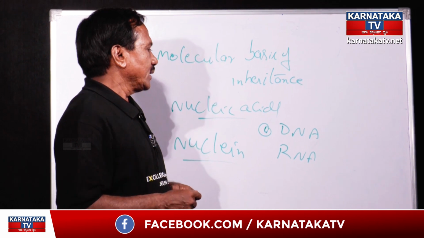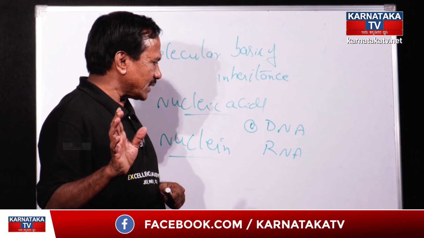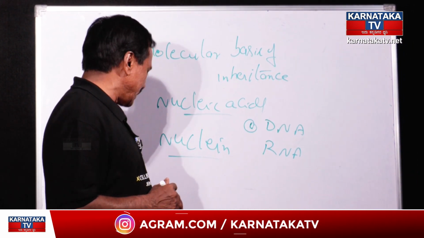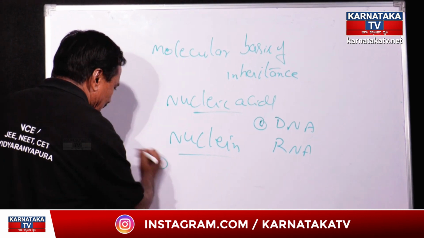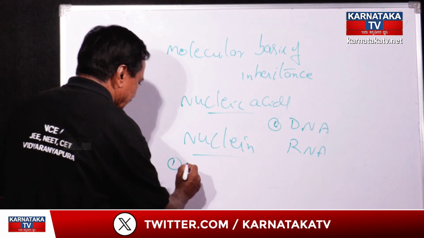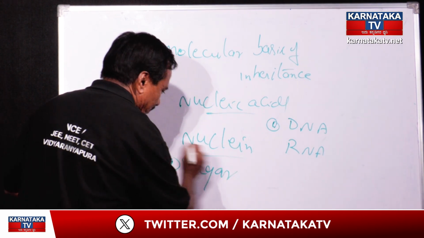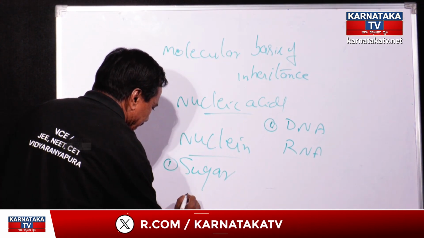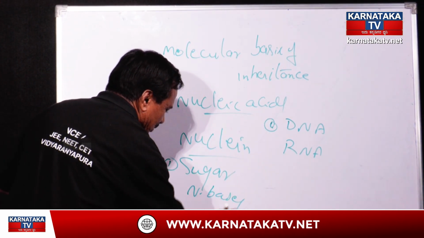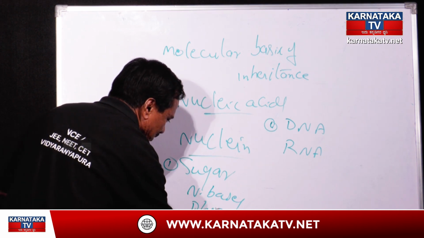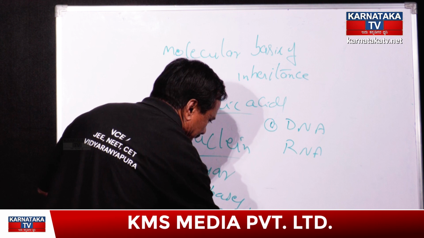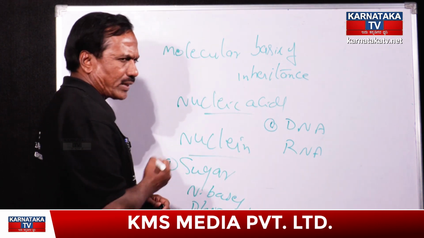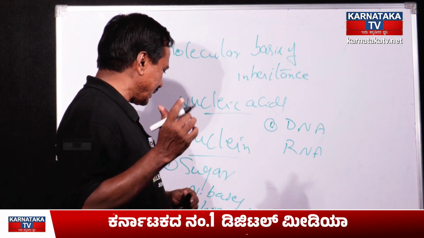Whatever may be the nucleic acid, whether it is a DNA or RNA, basically that nucleic acid is formed of three components. One is the sugar, the second one is the nitrogenous bases and the third one is the phosphate group. So these are the three components present in any nucleic acid, whether you consider the RNA or DNA.